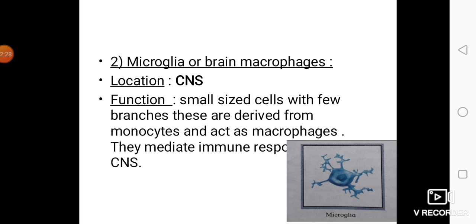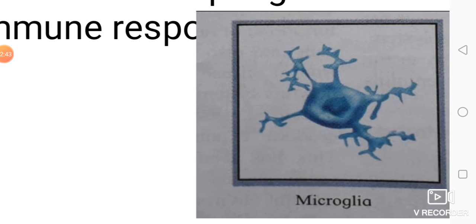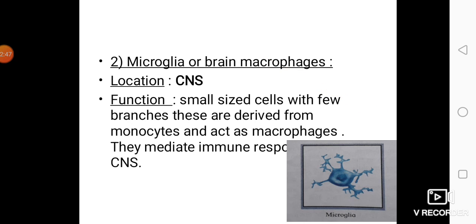The second type are called microglia, or brain macrophages. Location: central nervous system. Function: small sized cells with a few branches. You can see a small diagram is given. These are derived from monocytes and act as macrophages. They mediate immune responses in the central nervous system.